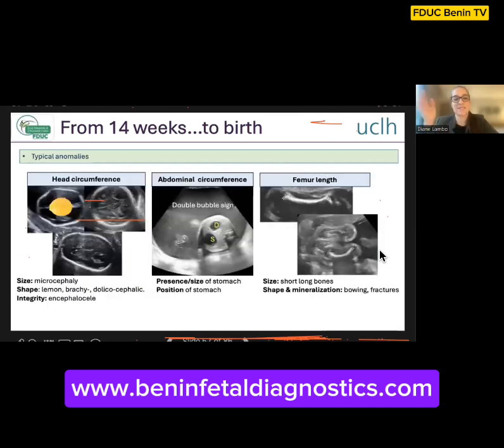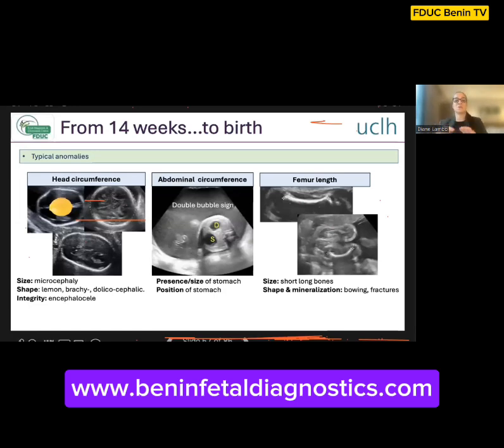Now, just even in taking your biometry, what you're able to do is identify really common anomalies. And I always say, whenever I'm doing a growth ultrasound, for example, typically I'll look for these structures. So just by measuring your head circumference, what you're first able to determine is the size. Is there any evidence of what we call microcephaly, where the head circumference is below the 5th centile? What does the shape of the head look like?